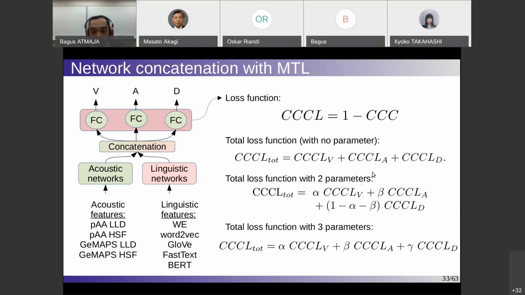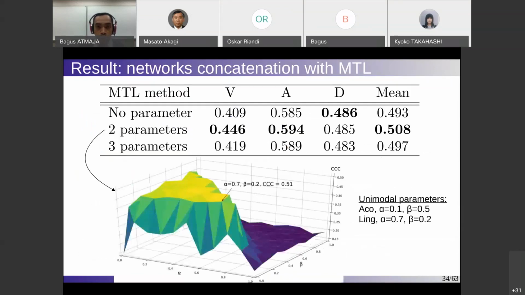We search independently. And also we investigate another approach with 3 parameters. In this case, we add alpha for valence, beta for arousal, and gamma for dominance. In this case, the interrelation between valence, arousal, and dominance is searched independently by using alpha, beta, and gamma. So we search the value of alpha, beta, and gamma from 0.0 to 1.0. We use linear search in this case. And the result is shown here.